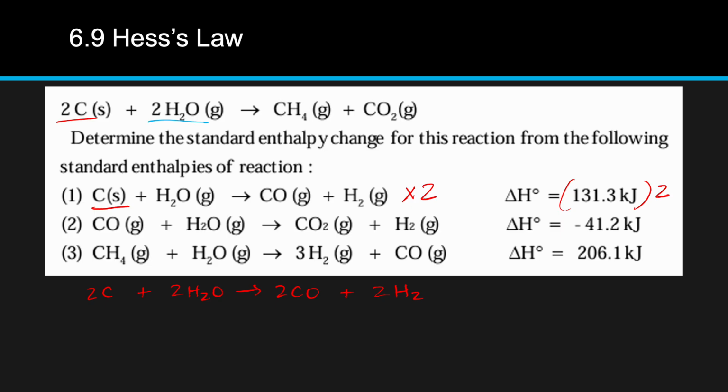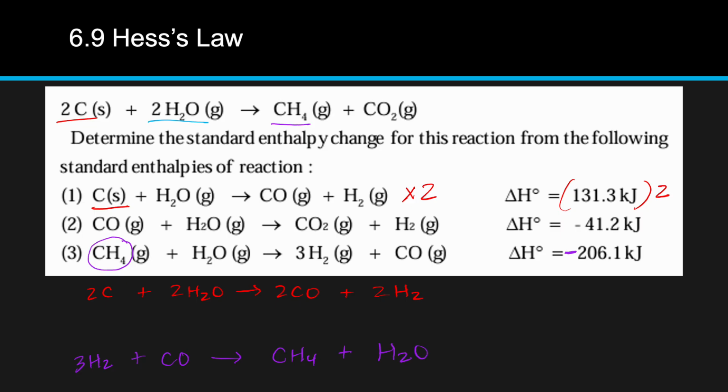So let's move on to CH4. So CH4, I have 1 CH4 as a product. And as you can see, CH4 is down in our 3rd reaction, but it's a reactant. So we're going to flip this equation, which means we're also going to flip the sign of this delta H value. So 3 will now be 3H2 plus CO reacts to form CH4 plus H2O.